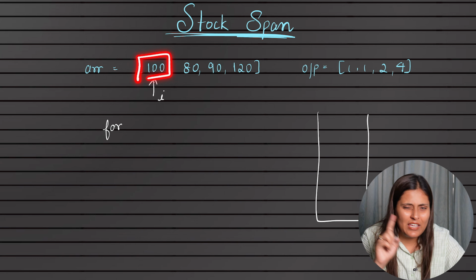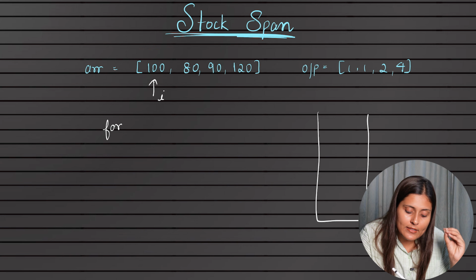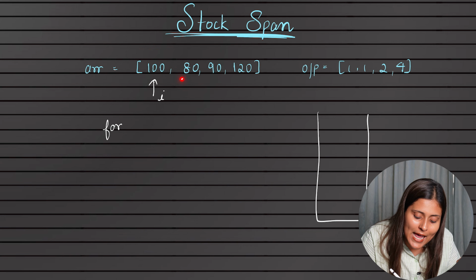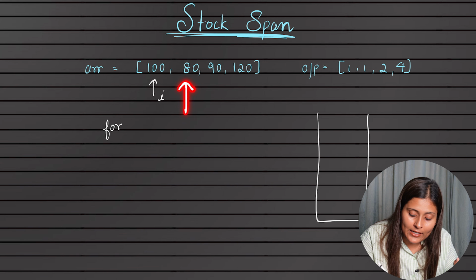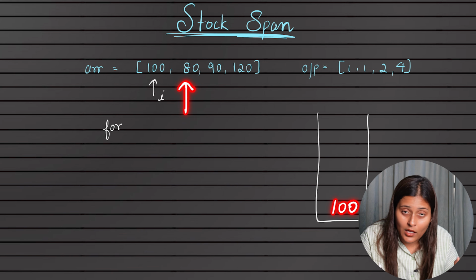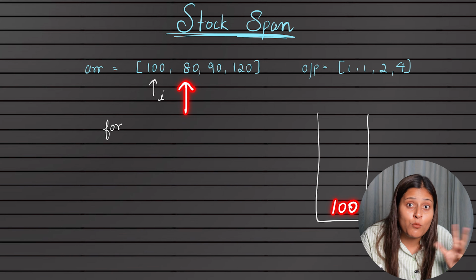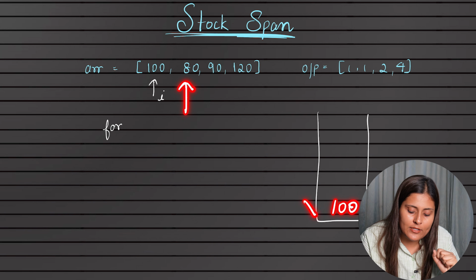So can I say, whether the stack is empty or not? See, here stack is empty, answer is 1. Here stack is not empty, meaning when I will be at 80, obviously 100 will be there in the stack. But 100 is not smaller than it, correct? So hence 100 is not a valid answer.